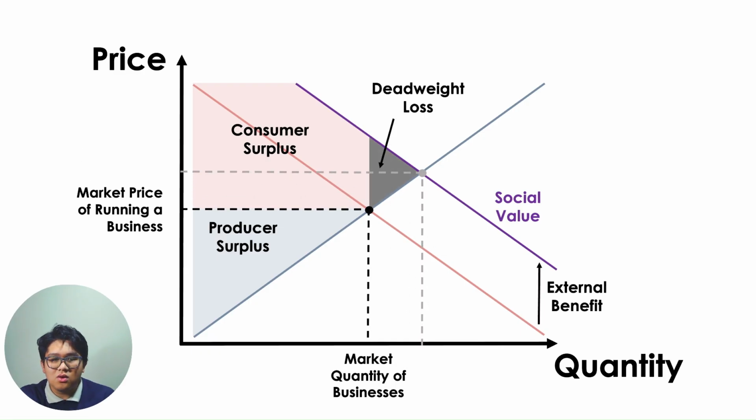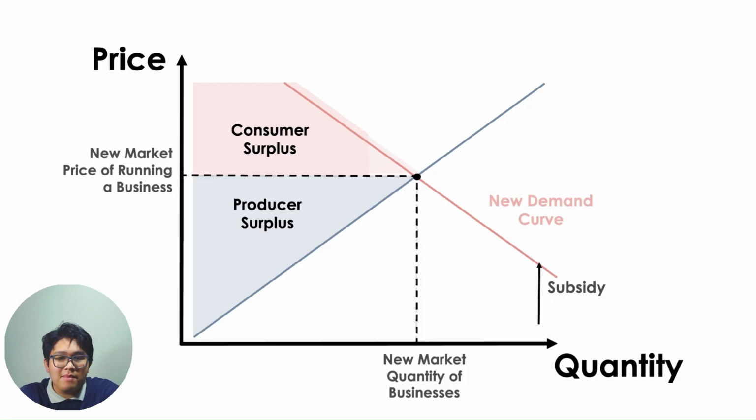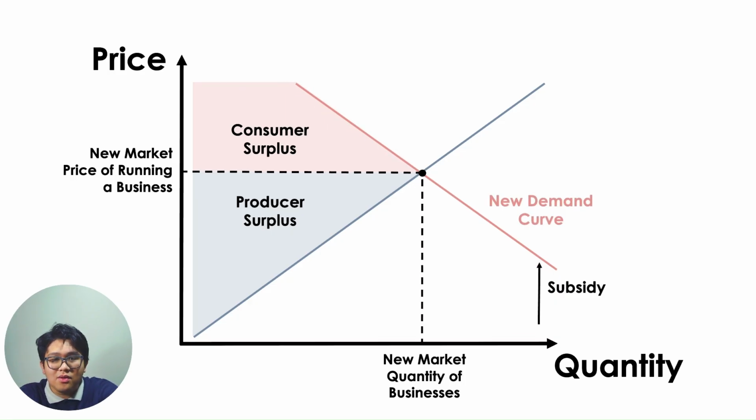So as we can see, the market price and the quantity of business is lower than what is desired by society, creating this dead weight loss in between, since there's a lack of businesses. A way to reduce this dead weight loss, though, is to give subsidies to these prospective business owners. By doing that, the demand curve goes up since if they're giving money to run a business, then there's more people who would want to run a business. By doing that, we got rid of that dead weight loss and the society becomes happy.